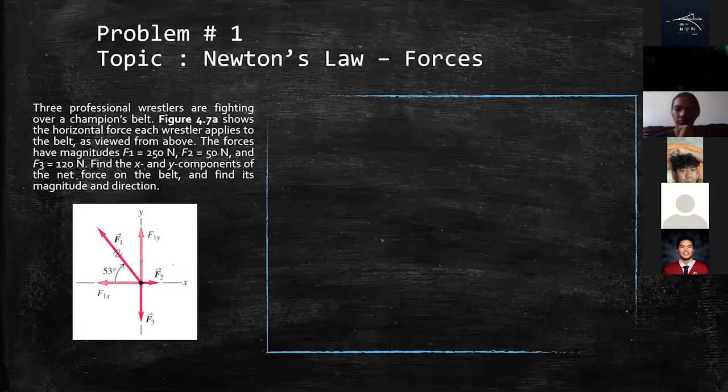Three professional wrestlers are fighting over a champion's belt. From the given figure, it shows the horizontal force each wrestler applies to the belt. So the forces have magnitudes F1, which is 250 Newton, F2, which is 50 Newton, and F3, 120 Newton. Find the X and Y components of that force on the belt and find its magnitude and direction.